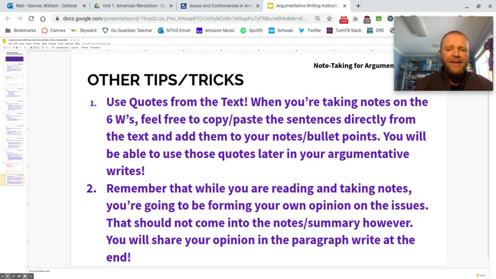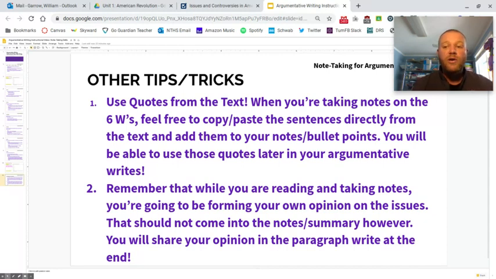And then the second thing is, remember that when you're reading and taking notes, you're forming your own opinion on the issues as well. That shouldn't be in the notes though, right? You shouldn't be giving me your opinion in the notes. You need to be giving me the evidence. What do you read in there? What does it say in the article about the issue or event.